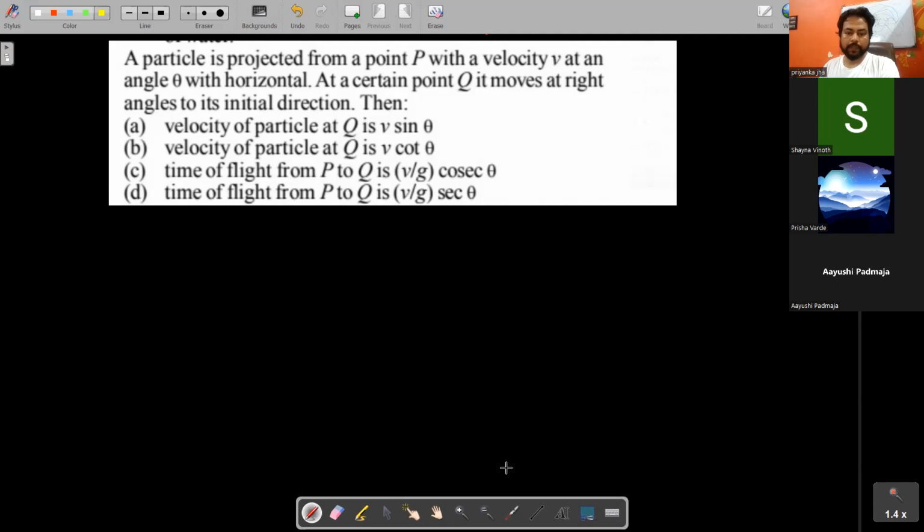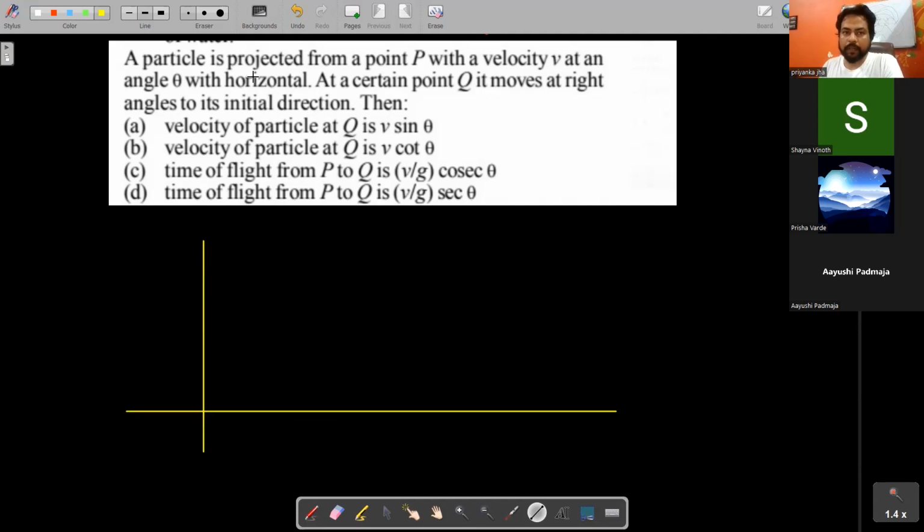See, everyone see what it is saying. It is saying that a particle is projected from a point P. Suppose this point is P. From the point it is projected, you can assume that point as origin, with the velocity V at an angle theta with the horizontal. So this angle is theta. It will follow this parabolic path. This is projectile.